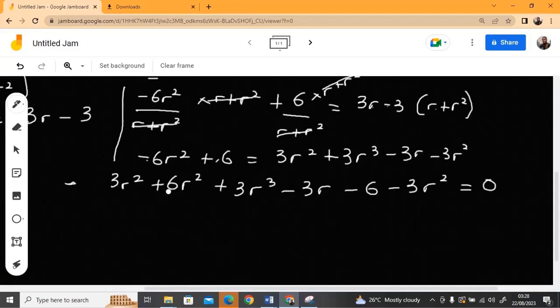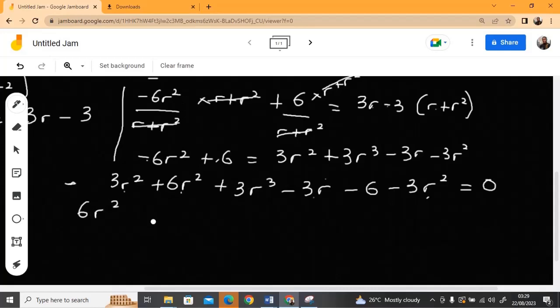Then this 3r squared plus 3r cube minus 3r minus 3r squared, then this one will be plus, and this plus 6 will be minus 6. So that is that. So we now continue. Now 3r squared plus 6r squared is 9r squared, right? 9r squared minus 3r squared is 6r squared. The rest cancel. So we have 6r squared.